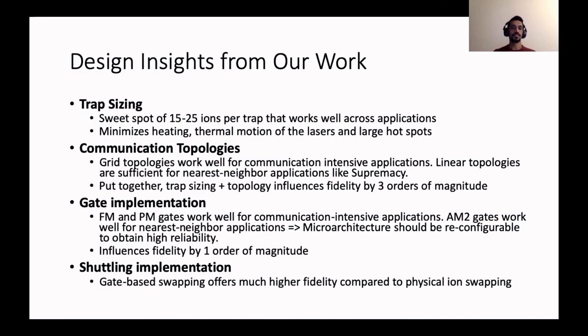Similarly, for gate implementations, we found that the application characteristics matter a lot. We found that the frequency modulated and phase modulated gates work well for communication intensive applications, and the amplitude modulated gates work well for nearest neighbor applications. So this tells us that the microarchitecture in these systems must be reconfigurable to really achieve very good reliability. And we found that these gate choices are very important in that they can influence the fidelity by one more order of magnitude. And finally, we found that the shuttling implementation is also very important, with this gate-based shuttling implementation being much better than physical ion swapping. You can find details about this in the paper.